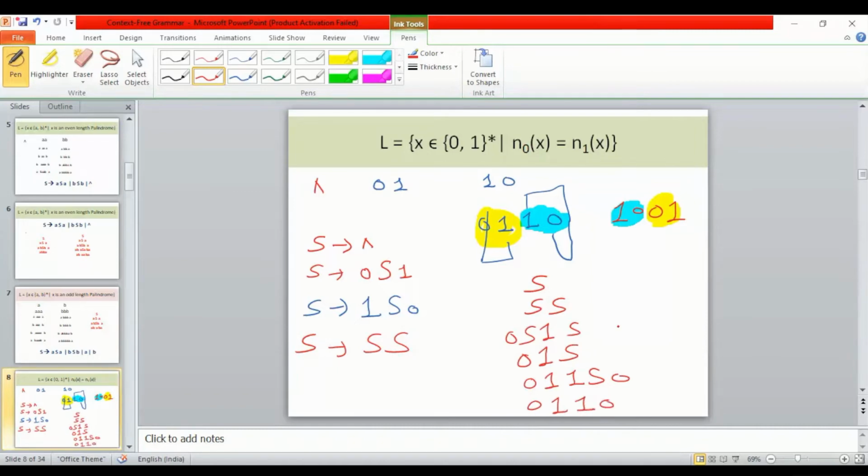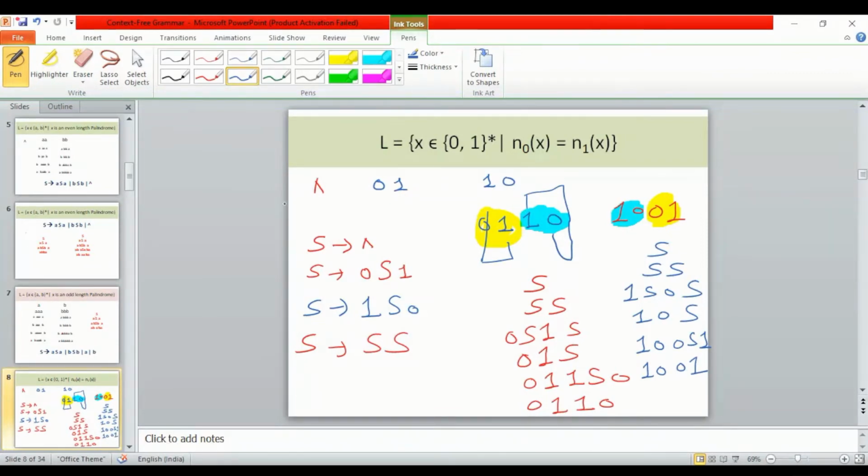Similarly, for the second one, we'll start with S. We'll replace it with SS. Then 1S0S. We'll replace the first S with null, so 10S. Then I will replace this S with 0S1. Then 100S1. So we'll replace S with null, and we'll get 1001.